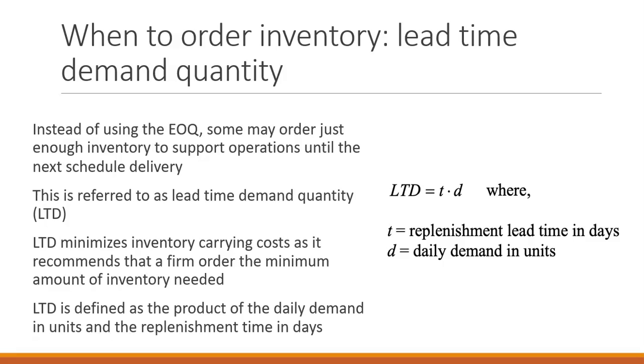So instead of using the economic order quantity, we can use a lead time demand quantity. So this is ordering just enough inventory to support operations until the next scheduled delivery. This minimizes inventory carrying costs because we have just enough inventory on stock to meet daily demand. So the amount that we order is determined by how long it takes us to get stock from our supplier and our daily demand in units.